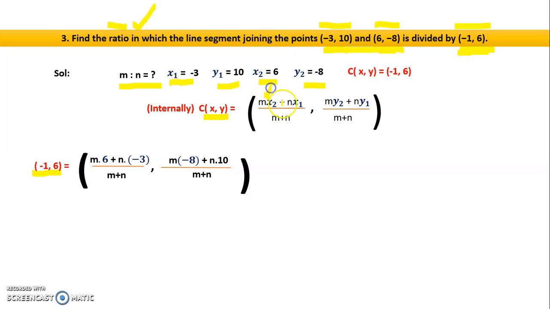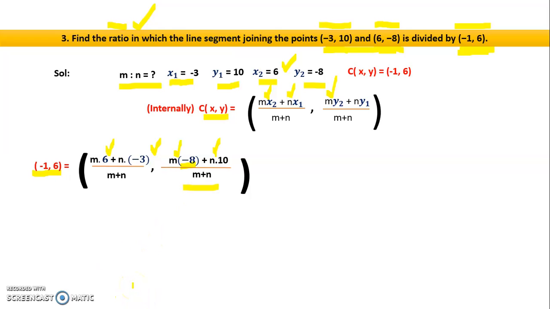We need to find the m value and the n value. The same m is taken, and x2 is 6, so 6 is taken, plus the n value as it is, and x1 is -3, divided by m plus n. That is the x coordinate. Next, the y coordinate: m is the same, y2 is -8 plus the n value, and y1 is 10, divided by m plus n. That is the first step.